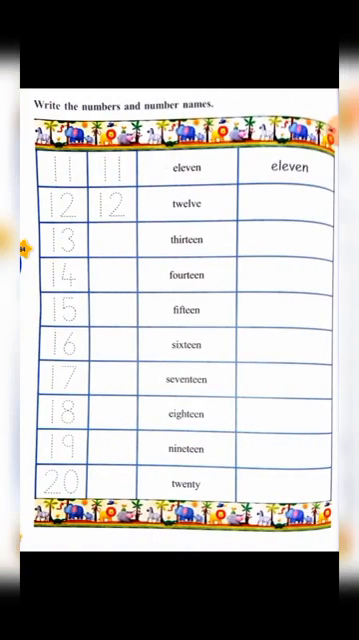Now write the numbers and number names. First you should trace these numbers 11, 12, 13, 14, 15, 16, 17, 18, 19, 20. Trace these numbers and then write the number names. They gave some examples. Like this you should write here in the empty columns.